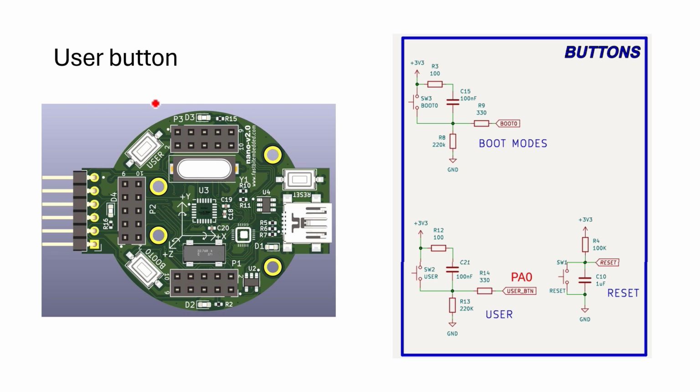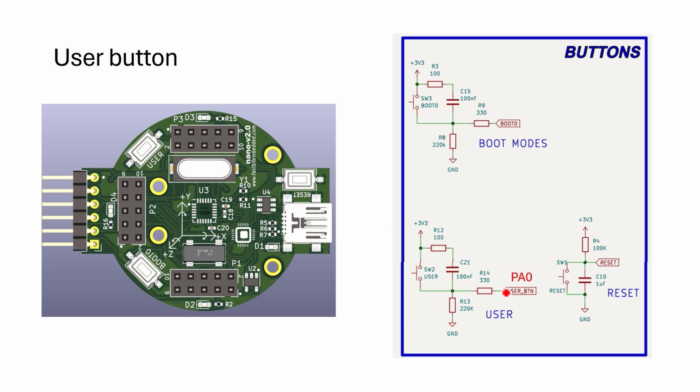Now, if you check the Nano board, there are 3 buttons actually. This is a user button, and there are 2 other buttons. This is a boot button, and this you use if you want to keep the board in boot mode. And there is a reset, hardware reset button. So we'll be using the user button, and this is a schematic of that user button.